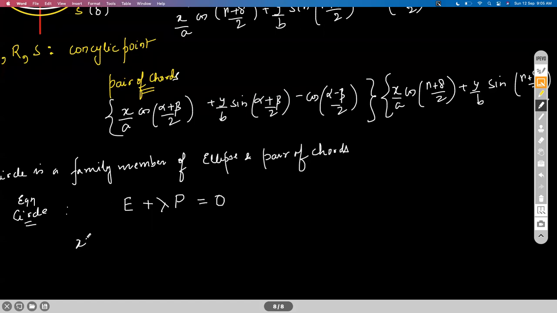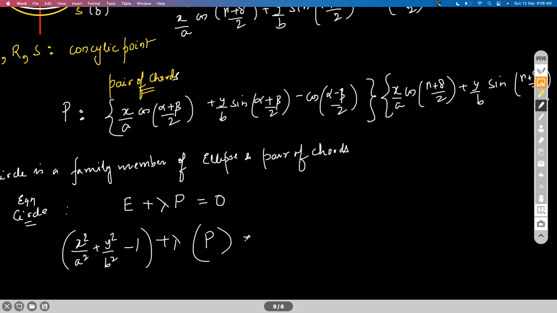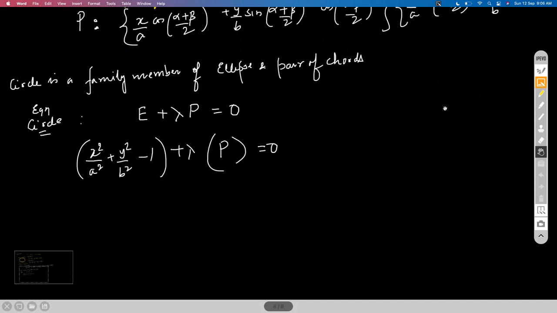In short, it is x square by a square plus y square by b square minus one, plus lambda times this huge expression, which let me call P. I will not be writing it again, sorry. Now I have to choose a lambda in such a way that this equation should represent a circle.